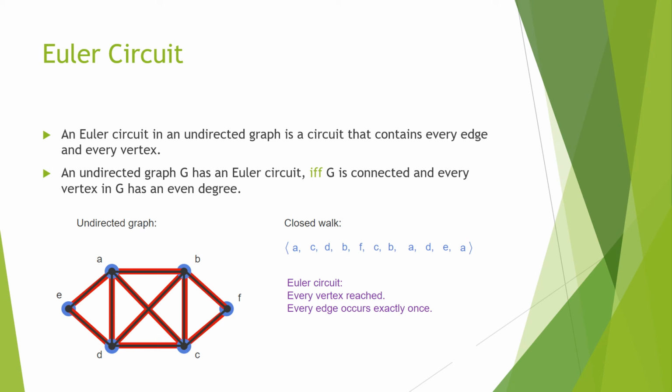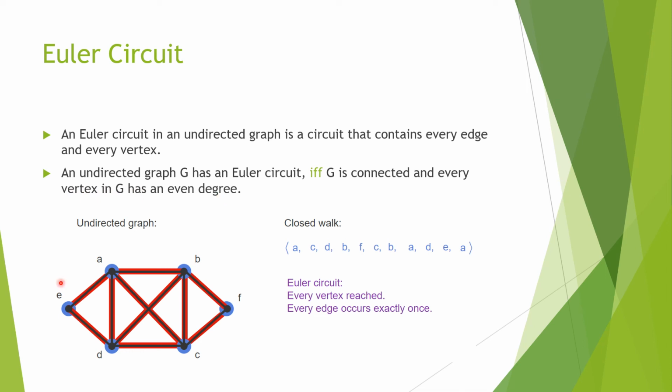And obviously, if every edge is participating in a circuit, it means that every vertex is also participating in that circuit. Now, there's a necessary and sufficient condition for having a Euler circuit. An undirected graph G has a Euler circuit if and only if G is connected, and every vertex in that graph has an even degree.